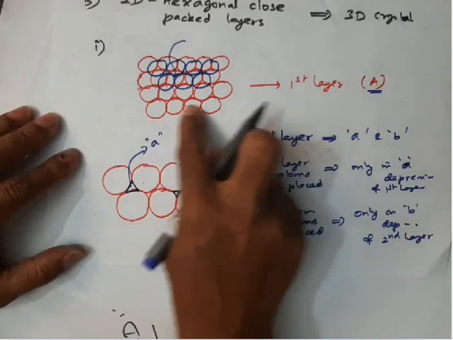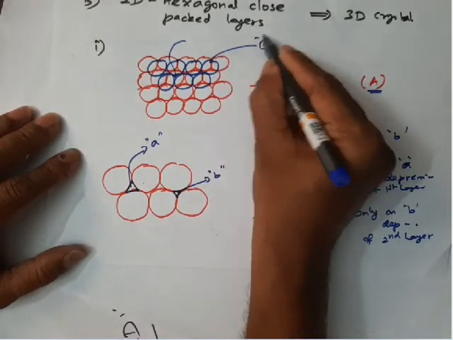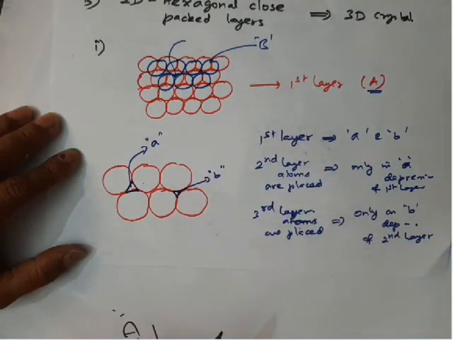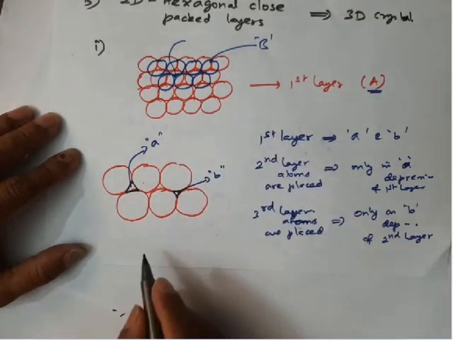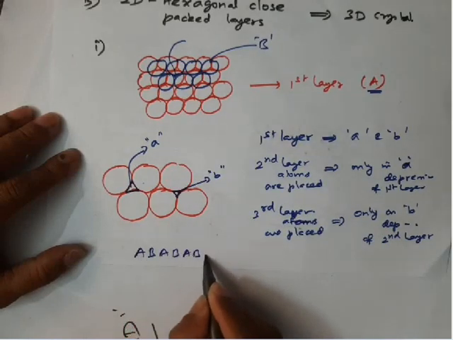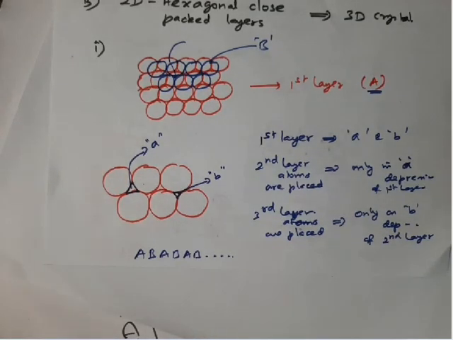If you do like this, you will get an arrangement. If the first layer is A, the second layer is different, so I can call the second layer B. The third layer will coincide with the first layer. Therefore, I'll get an arrangement that looks like AB, AB, AB.